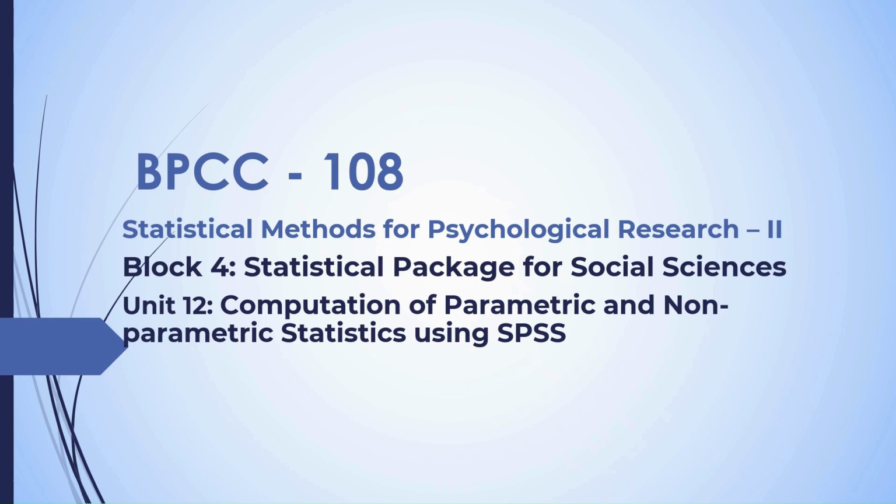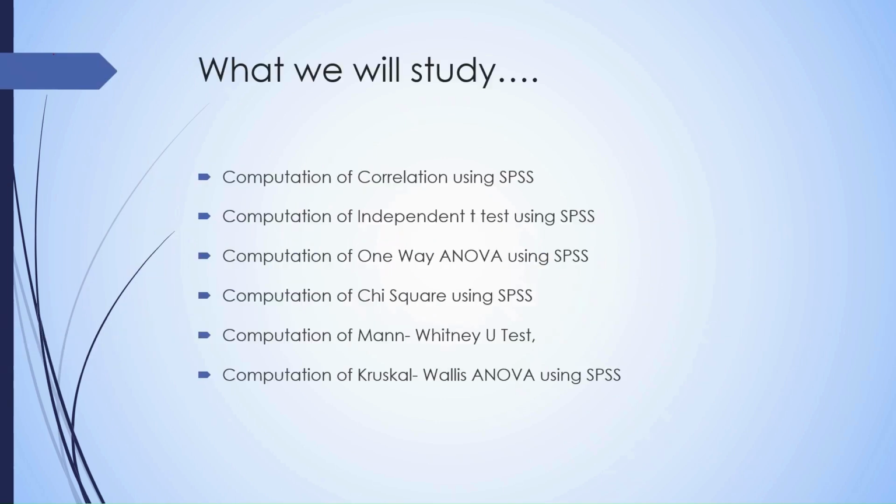So we are going to continue with the last unit of BPCC 108, that is unit 12, which is computation of parametric and non-parametric statistics using SPSS. What are we going to study today? We'll see how to compute correlation using SPSS. Then we'll see how to compute independent t-test using SPSS. We are going to see computation of one-way ANOVA using SPSS, then computation of chi-square using SPSS. We'll also see computation of Mann-Whitney U-test and computation of Kruskal Wallis ANOVA also using SPSS.